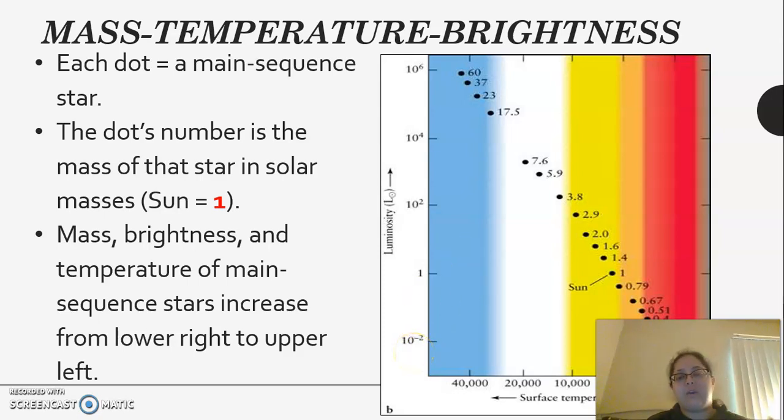And then the luminosity, as we go north or go up, we're getting brighter. Each dot is a main sequence star. The dot's number is the mass, and then we have the increase from lower right to upper left.